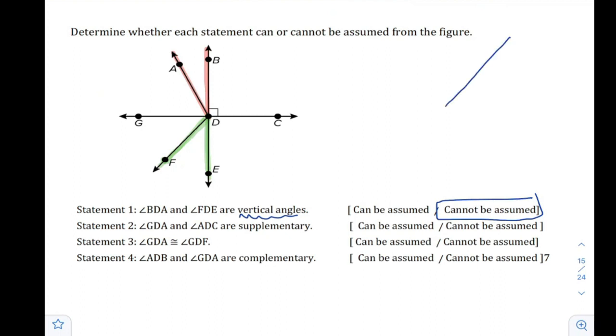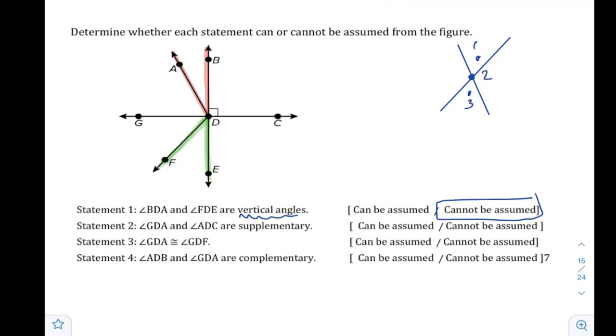Vertical angles usually, remember, vertical angles are like the letter X. They are sharing the vertex. They are opposite to each other. They are opposite to each other and they are sharing the vertex. So this angle and this angle are called vertical angles.